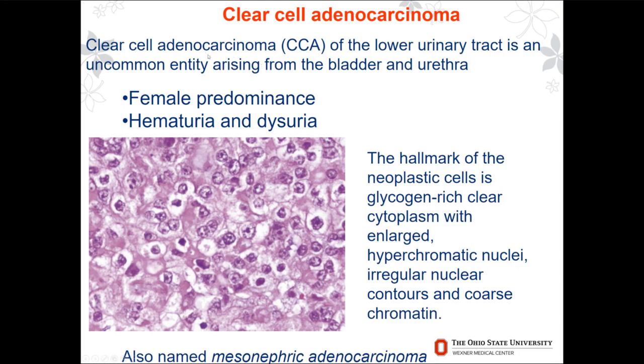So clear cell adenocarcinoma of the lower urinary tract is an uncommon entity arising from the bladder and the urethra. Female predominance, hematuria and dysuria. So the key thing is the neoplastic cells have a glycogen-rich clear cytoplasm with enlarged hyperchromatic nuclei, irregular nuclear contours, and coarse chromatin. And if you search for this in PubMed, you can use the term mesonephric adenocarcinoma.